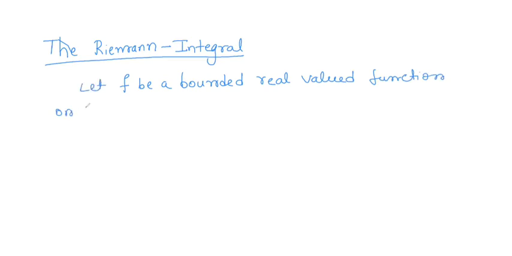So let f be a bounded real valued function on some closed interval a comma b. Next we will consider a partition of the closed interval a comma b.